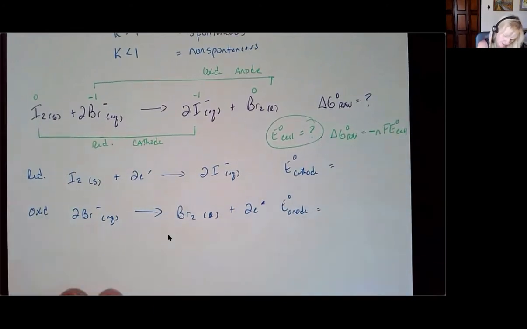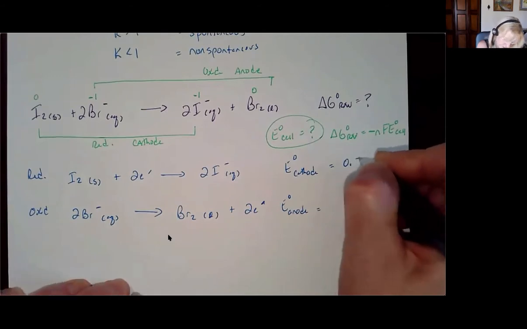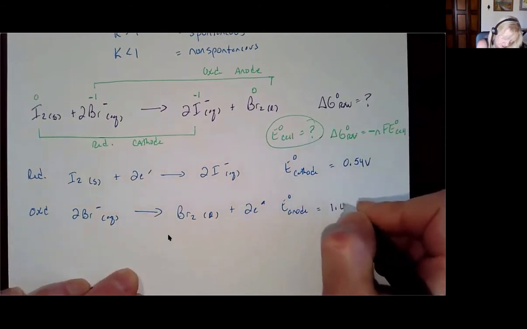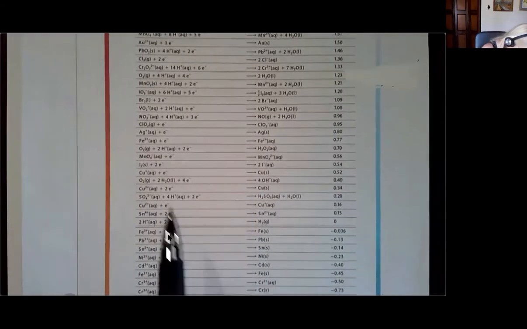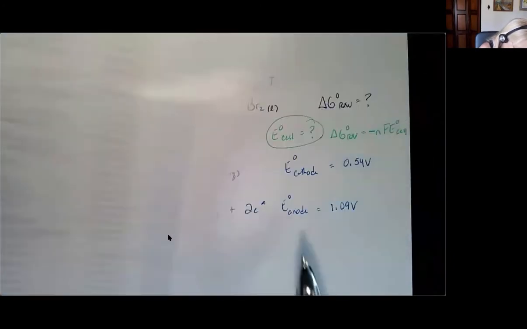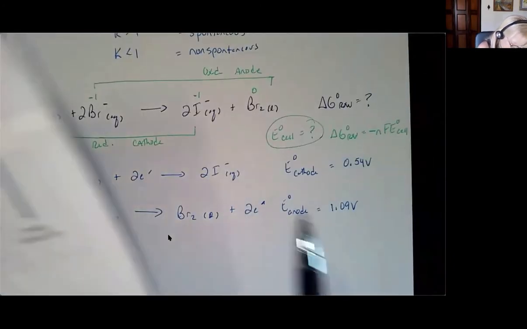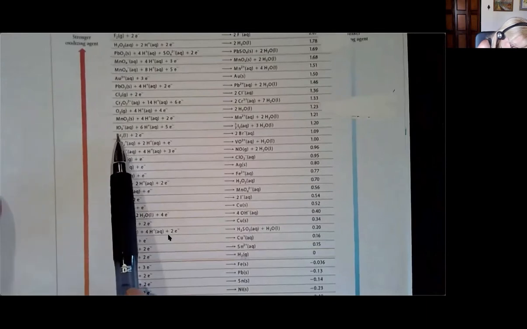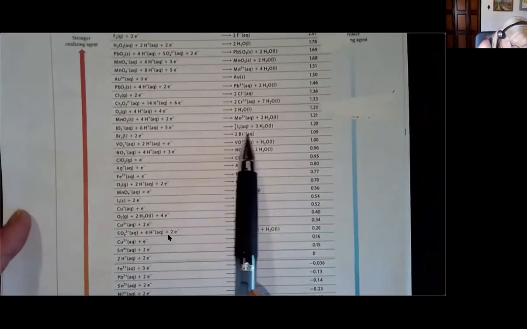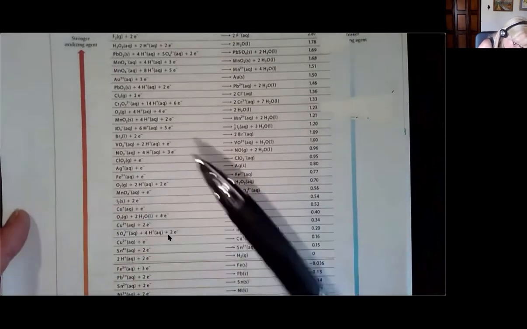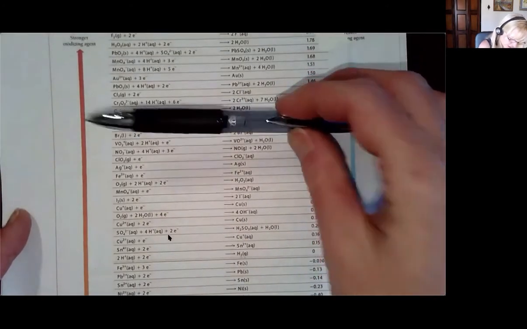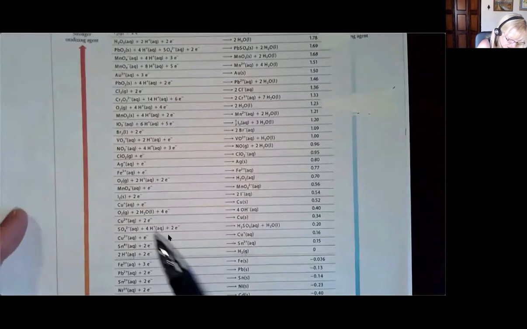So my cathode is 0.54 volts. My anode is 1.09 volts. This is my iodine here. So this is what's undergoing reduction, 0.54 volts. And then my bromine is higher up. So this is going to be a non-spontaneous reaction because everything that's going to be higher than iodine is going to want to preferentially undergo reduction, and then iodine would be forced to undergo oxidation.